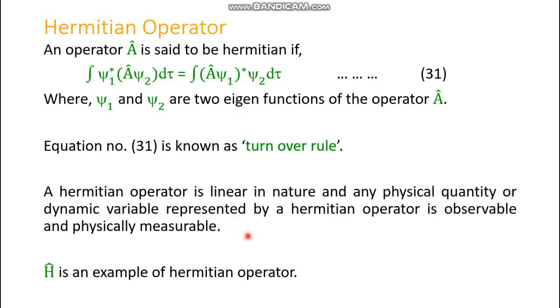And this Hermitian operator is linear in nature, and any physical quantity or dynamic variable represented by a Hermitian operator is observable and measurable. This is very important. So if you are trying to find out some value by using a Hermitian operator, definitely those properties are observable and physically measurable, and due to that reason, this H cap, the Hamiltonian operator, is definitely a Hermitian operator.